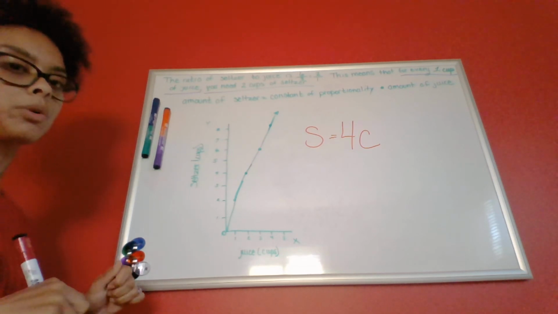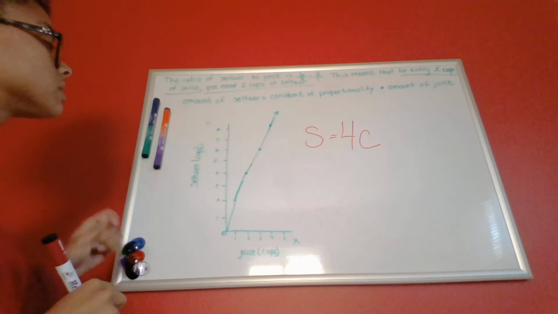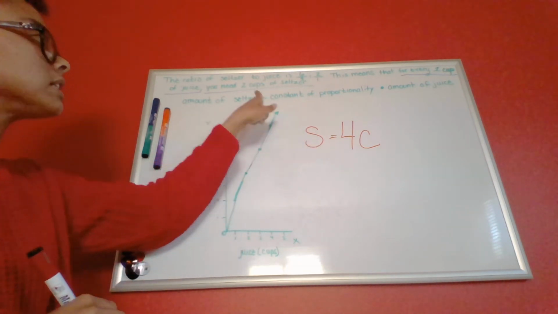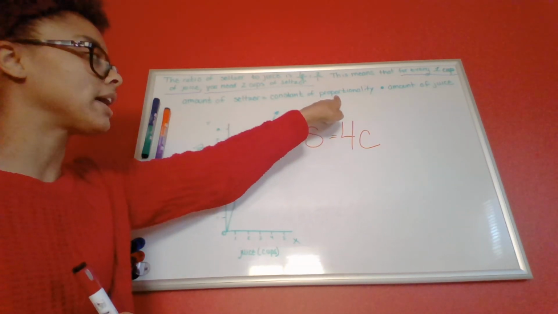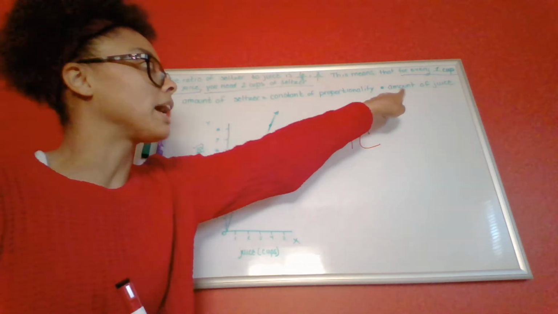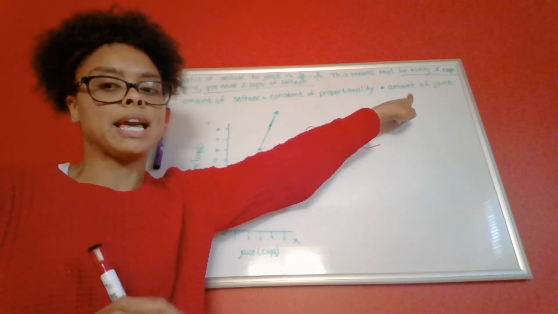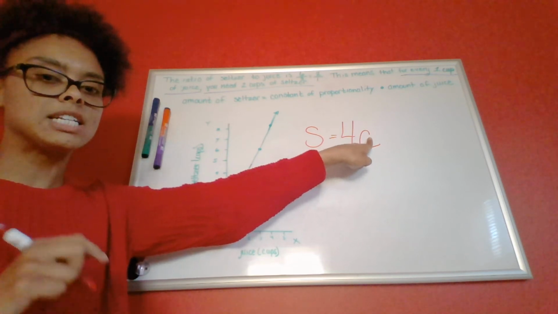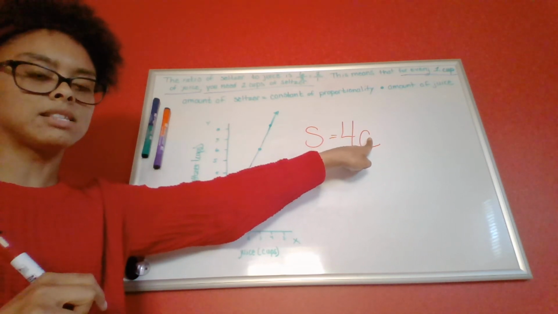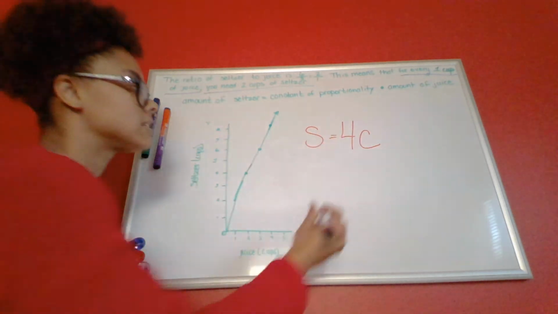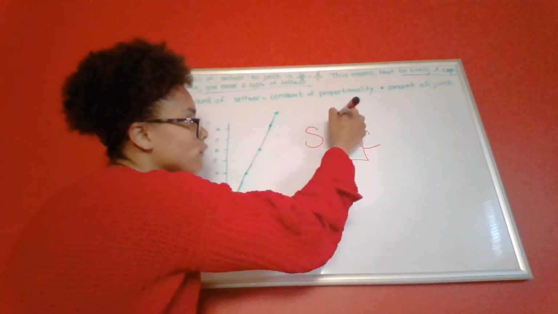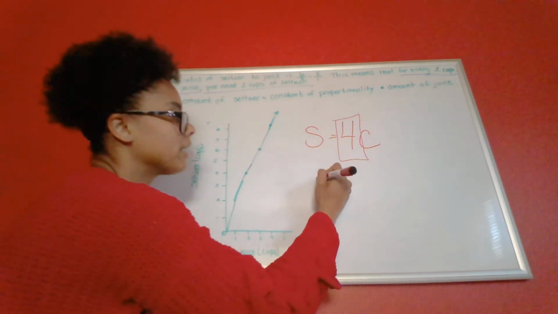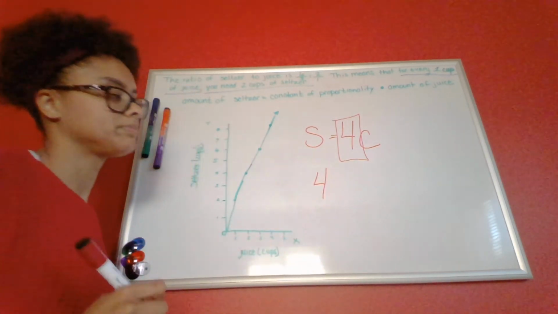Look back at your equation from page 56. The amount of seltzer is equal to the constant of proportionality times the amount of juice, or in this case, cranberry juice, which is this. So if the question is asking me, what is my constant, it is going to be 4. So on that line, you're going to write 4.